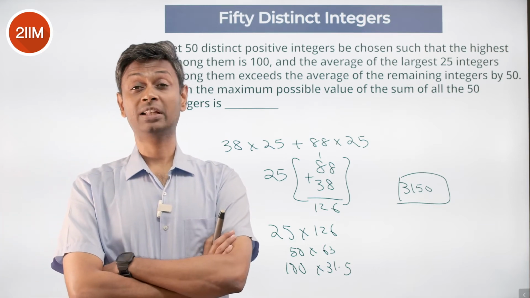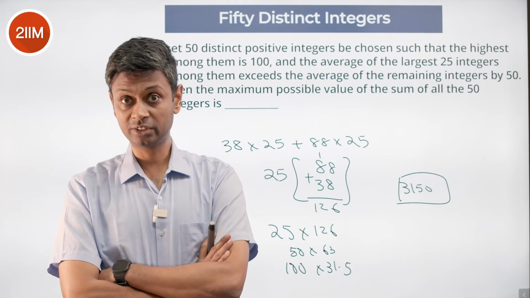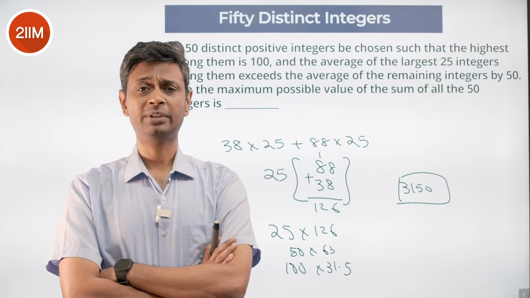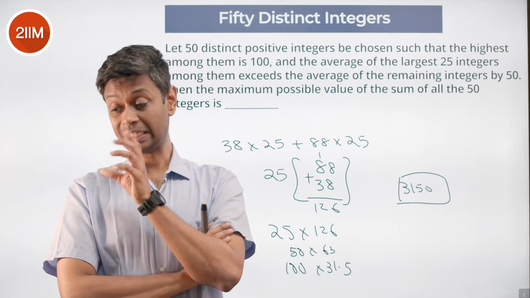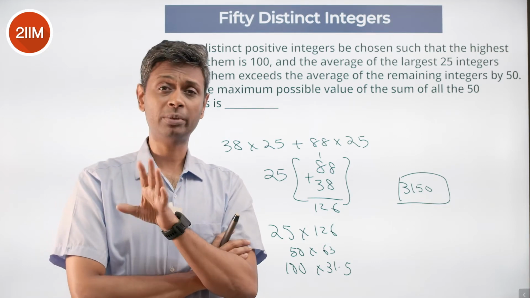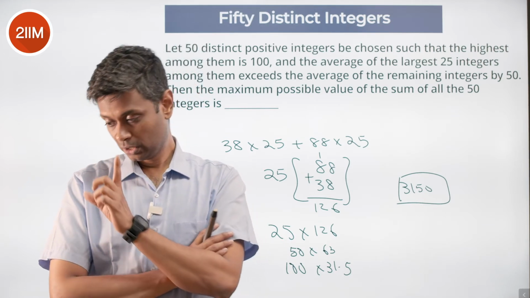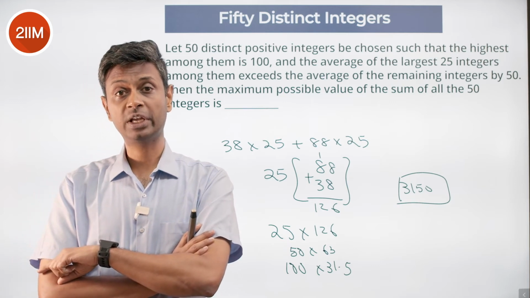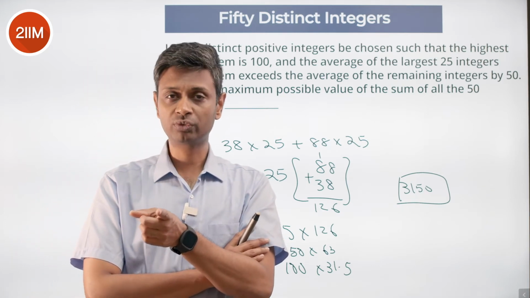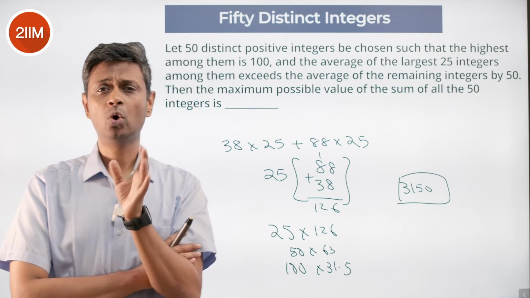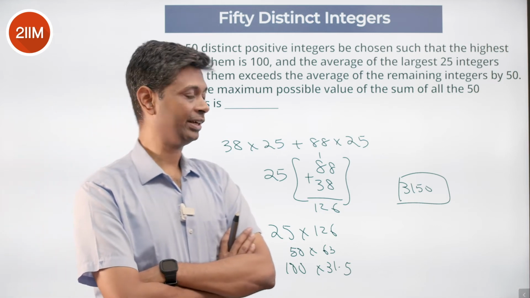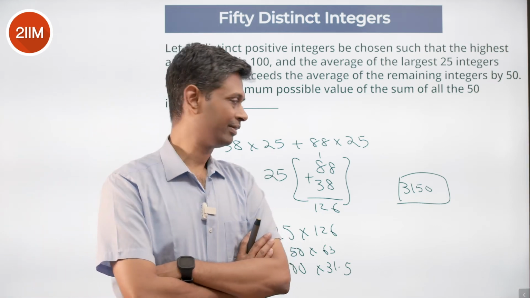That's the maximum. We maximize the largest 25 integers. That will automatically maximize the other set, because the difference between the averages is 50. The 25 largest integers have an average of 88, and the smallest integers have an average of 38. It's the best case scenario. The overall total is 25 times (88 plus 38). Find that number. You're through.